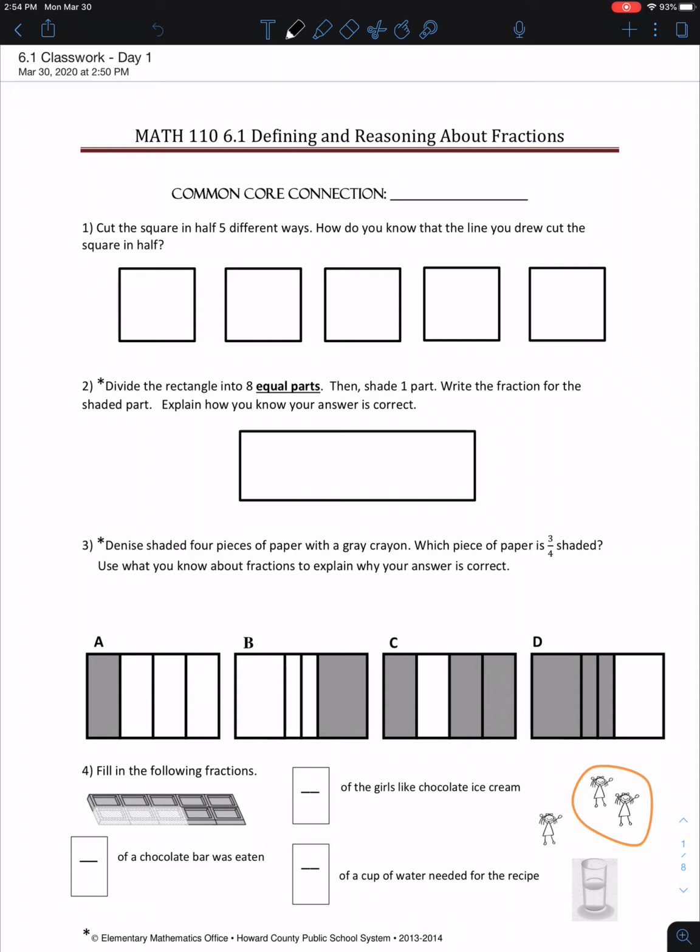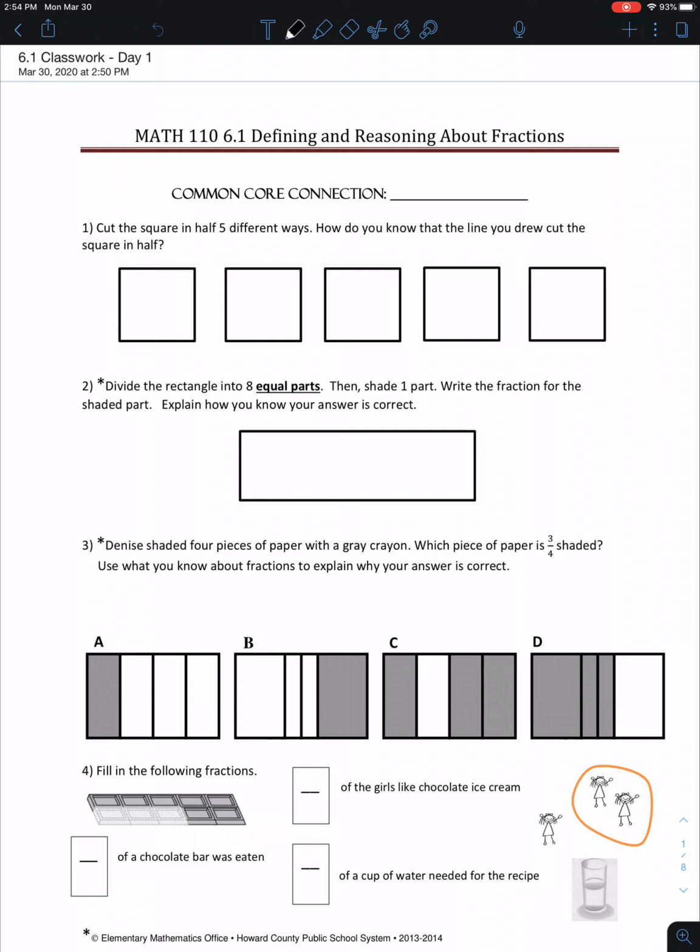Today we're starting chapter 6, which is a discussion about fractions. Eventually we'll get to adding, subtracting, multiplying, and dividing, but today we're just going to focus on talking about fractions, some definitions of fractions, and things like that. So let's first look at problem 1 here.